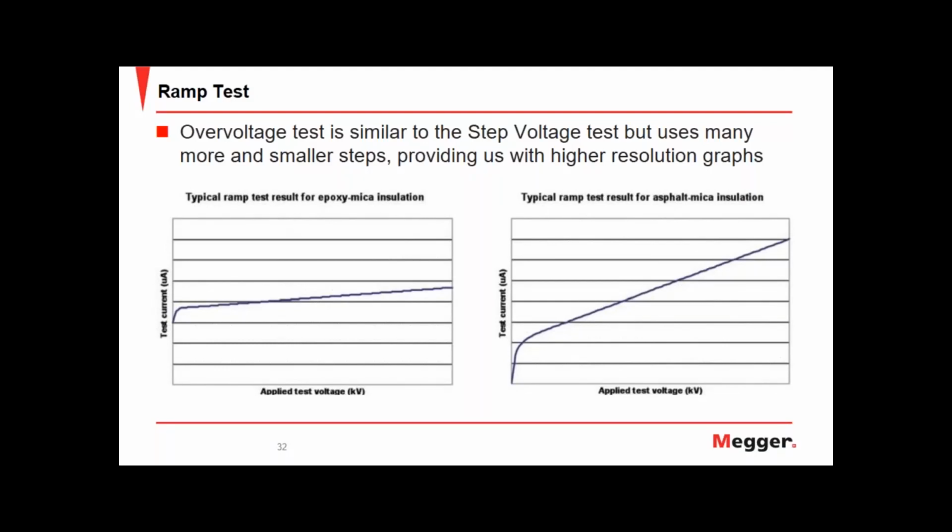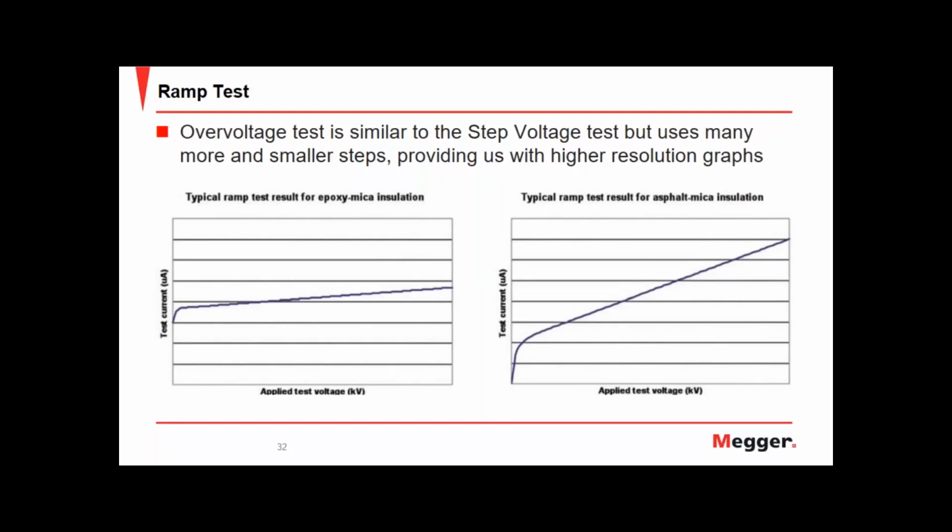Within the step voltage test, if we started to see a current going up very quickly, we could stop the test because we know that there's going to be an issue. We can also stop the test with a ramp test, because we're likely to see a very rapid increase in the current if there's a problem. It's doing about 1 kV per minute as opposed to 1 kV per second, as we saw in the step voltage test.